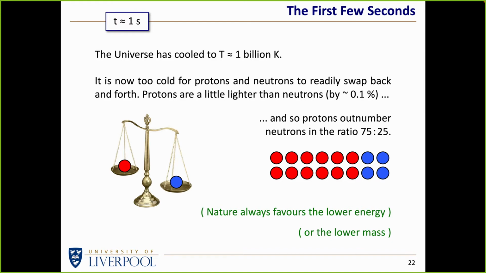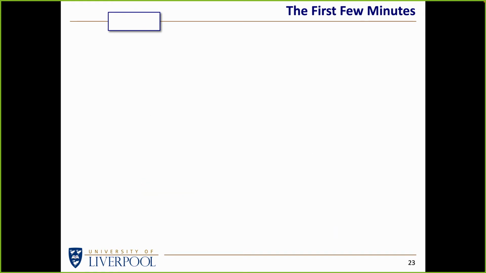So because protons are a little bit lighter, the universe makes more of them, and the prediction is there ought to be 3/4 of the universe protons and 1/4 neutrons at this stage, 1 second after the Big Bang.